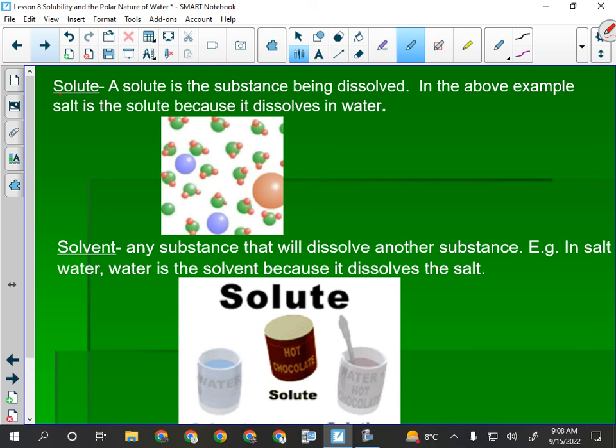Solute is the substance that is being dissolved. So if I put sugar in coffee, sugar's the solute, coffee's the solvent. The solvent is any substance that will dissolve another substance. So if you have salt and water, water is the solvent because it dissolves the salt. It's also why we call lots of our cleaning solutions solvents, like Pine-Sol or Mr. Clean or CLR or any of those kinds of things. They help to dissolve the crud that builds up on a sink or a bathtub or a shower.